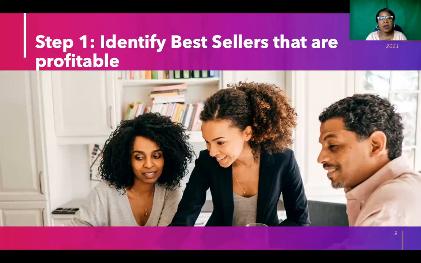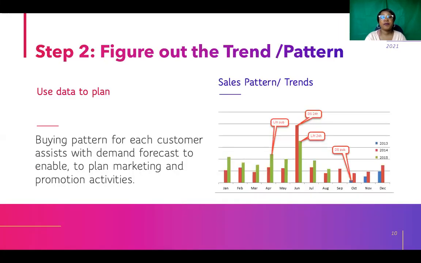High values are the ones that get prioritized, but also they get the right service. Now, what are the things that you need to do also within your income? One is to actually identify the best sellers that are profitable. So it's not just to identify the best sellers, but you have to identify the best sellers that are profitable, which means you need to know what's the gross profit margin for each of your products.